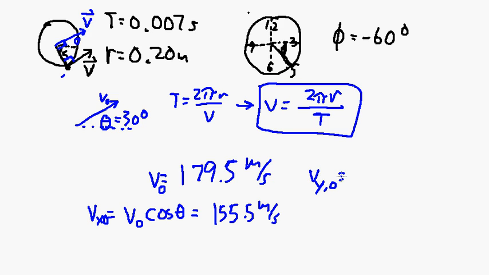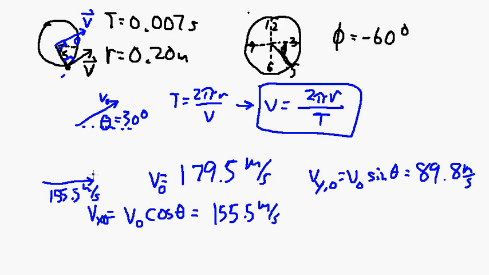And then Vy naught is V naught sine theta, which shouldn't be much of a surprise for any of us. 179.5 times sine of 30 degrees equals 89.75 meters per second. Is that right? Yeah, right, okay. So what we've got is this thing coming off at 155.5 meters per second that way, and 89.8 meters per second.